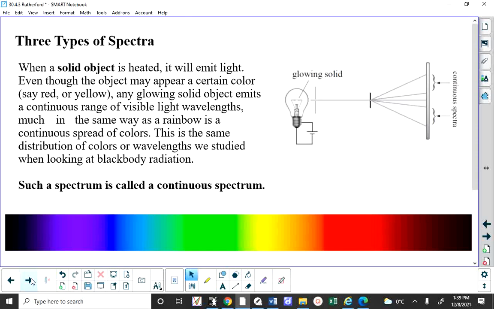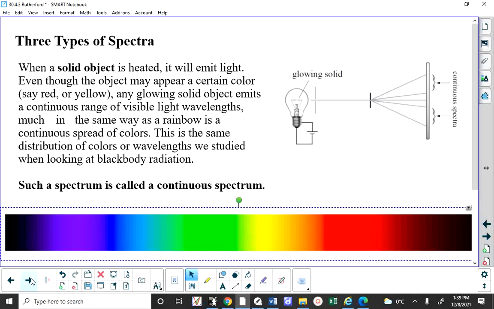My diagram here is just showing that we have a glowing solid. I've got a little aperture there, a little opening for a very fine beam of light to go through. It hits your diffraction grating, and on the right-hand side you would observe 2 spectra, and they would look like this. Just to make sure you were aware of what's going on here.